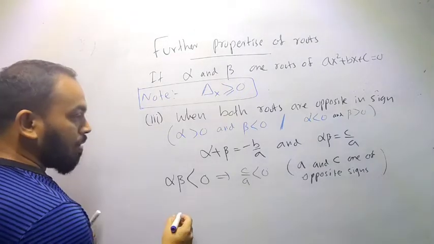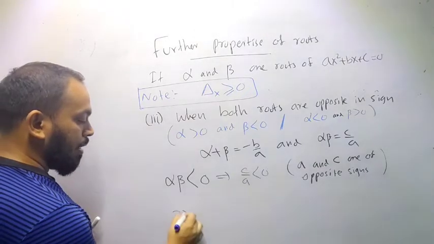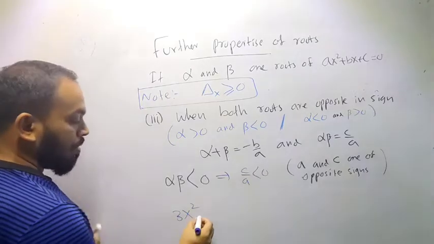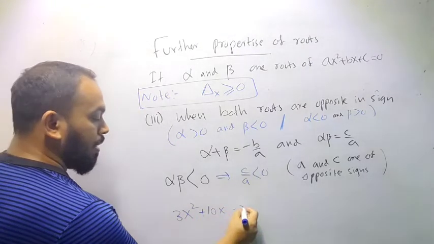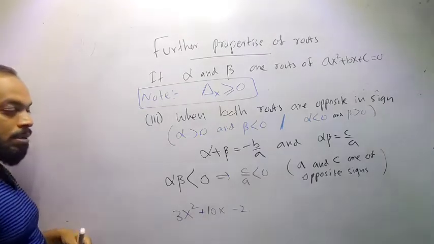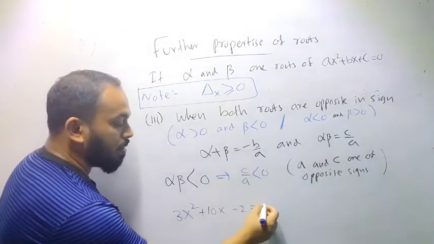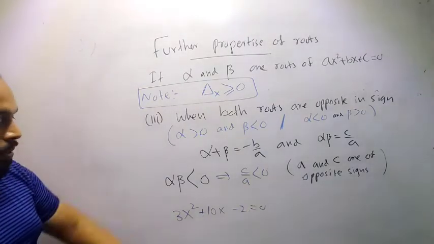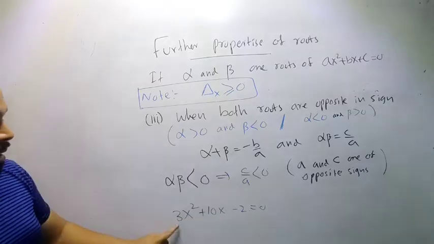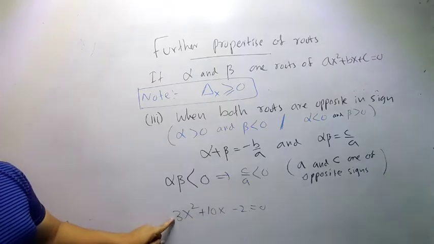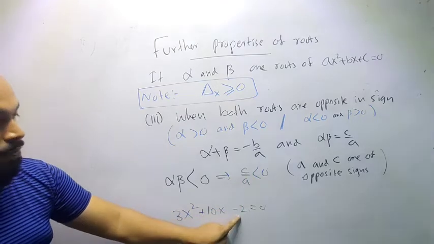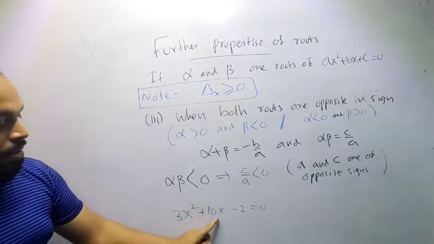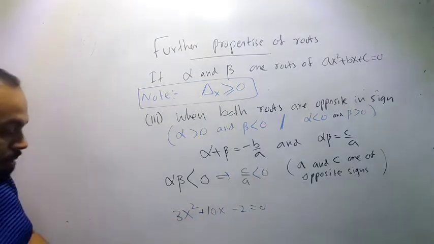For example, 3x squared plus 10x minus 2 equals 0. So look at this quadratic equation. The sign of A is positive, the sign of C, that is the constant, is negative. So B is positive in this case.